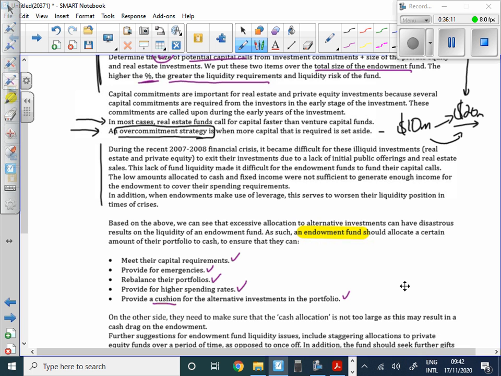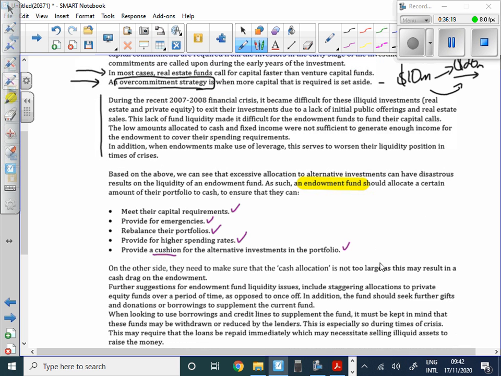If you're holding a certain amount of alternative investments, you do want a certain cushion there, so that you can look after yourself in the event of any kind of mishap. On the other side, you don't want too high a cash allocation, because if you've got too much sitting in cash, we have a very important concept called cash drag. We don't want a high level of cash drag, because remember, cash doesn't earn a high return, and that brings down the overall performance of my portfolio.